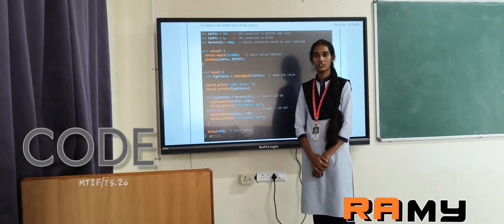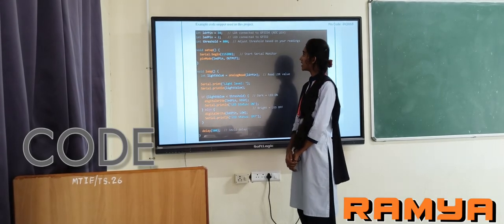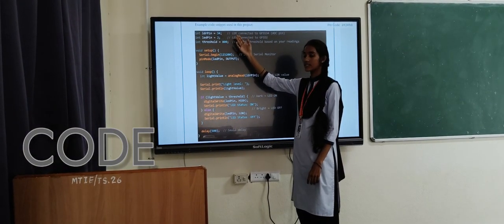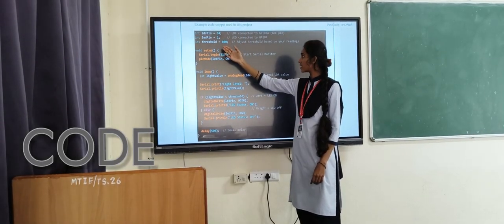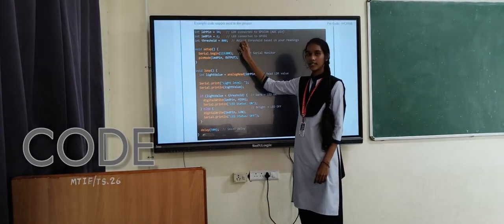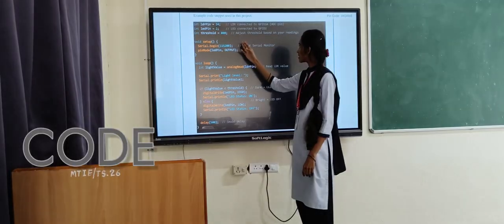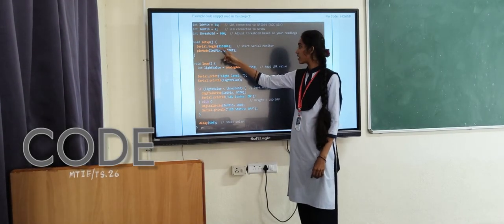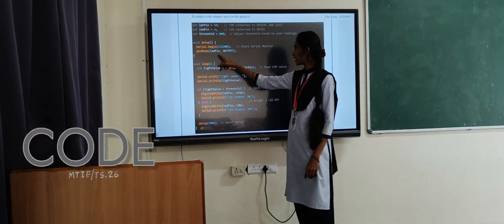Now let's go through the core snippet of this project. Here the LDR pin is connected to GPIO 34 of the ESP32 and the LED pin is connected to GPIO 2. The threshold value is set to be 800. It can be adjusted. This function is the serial monitor setup function. Here we are initializing the serial monitor and the output is set to the LED pin.